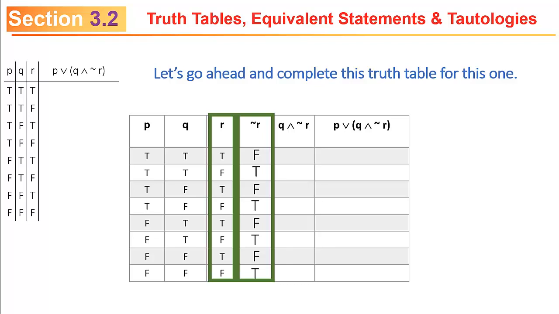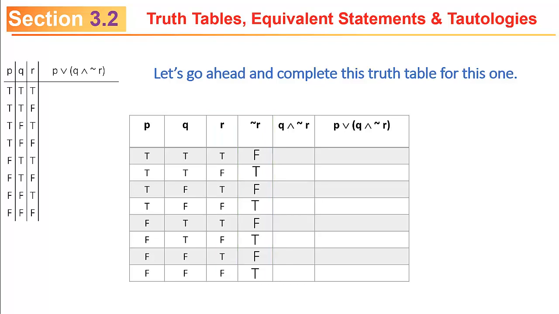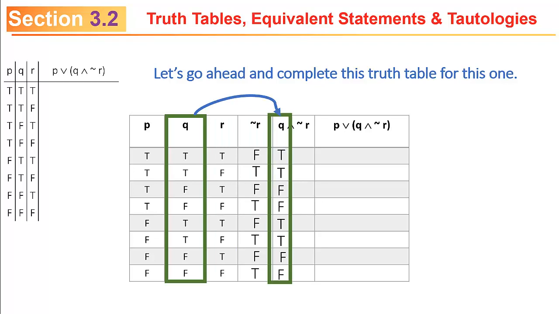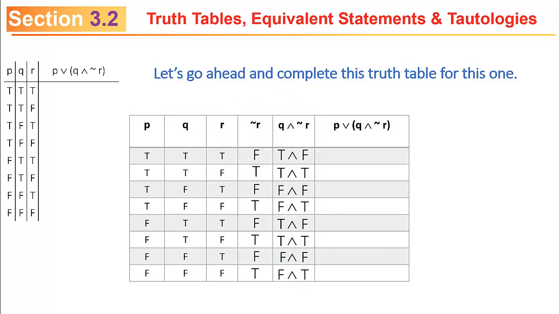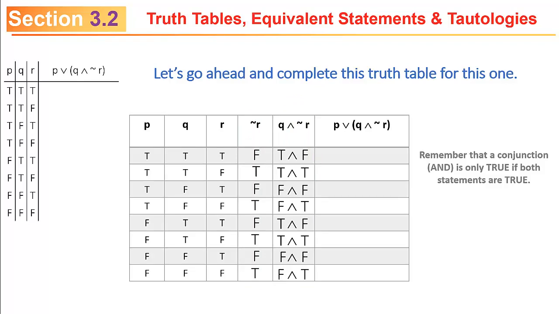Then I move to the Q and not R column, which is the next column. Notice I already have a Q column, so I'll move the Q's underneath the Q's. And I already have a not R column, so I'll move the not R's under the not R's. And then I'll notice it's an and between them. Remember, for an and, it's only true if they're both true. So if you just go down and look, that first one's not both true, so that'll be false. There's a both true there, so that'll be true. That's not both true, so it'll be false. That's not both true, so it'll be false. That's not both true, so it'll be false.